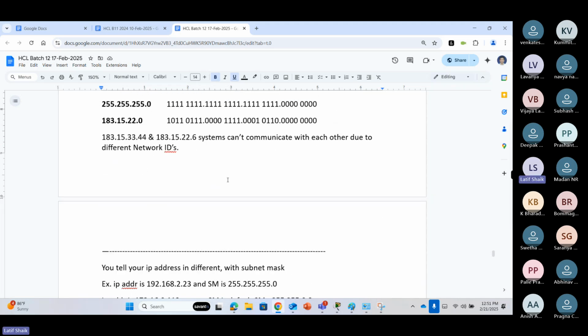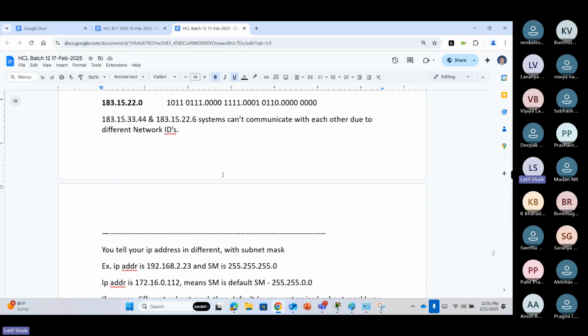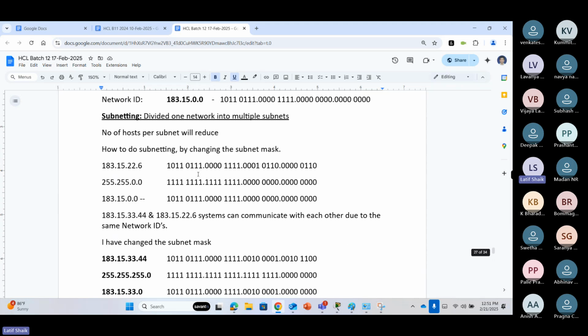This part I already told. There is one line called subnetting in between. What is this subnetting? We can divide this big network into small network parts, small subnets, to save a lot of IP addresses. Mainly public IP addresses are very costly.